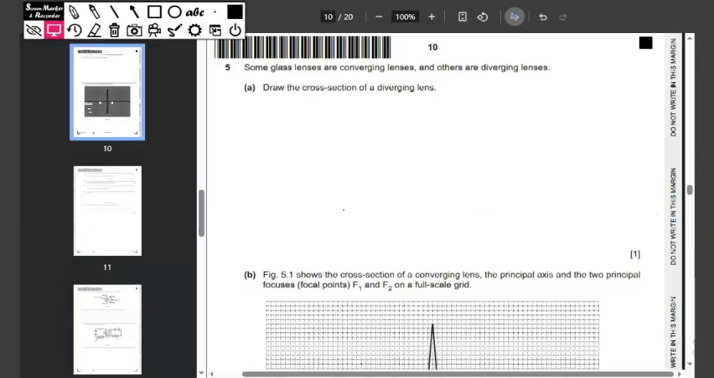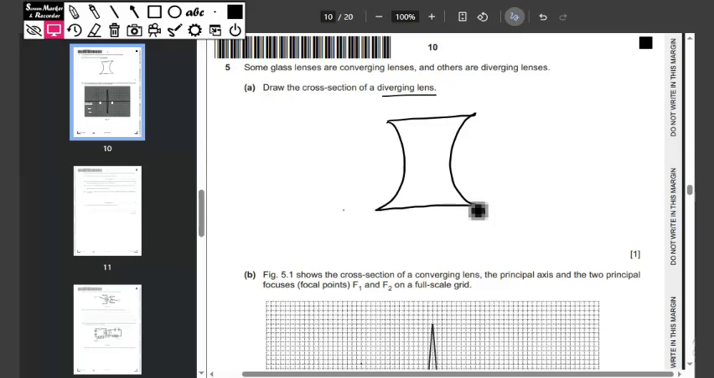Okay guys, now let's get started with question 5. Some glass lenses are converging lenses and others are diverging lenses. Question A. Draw the cross section of a diverging lens. Okay, so diverging lenses are thinner in the middle and thicker at the top and bottom. So they look something like this. It's supposed to look something like this.